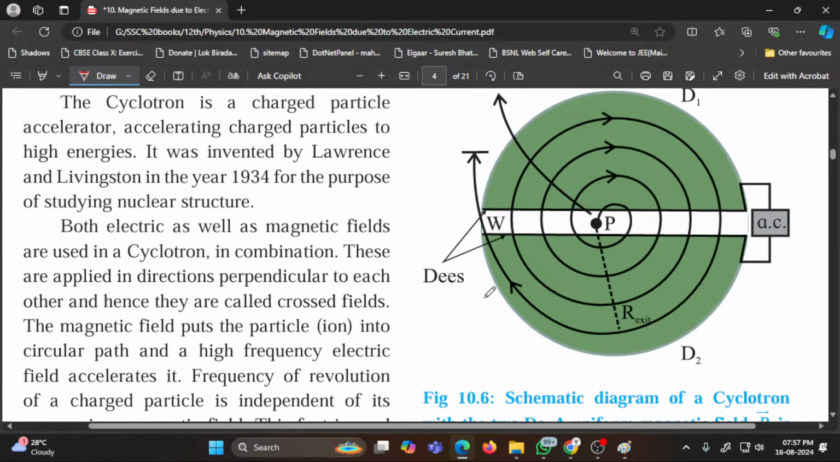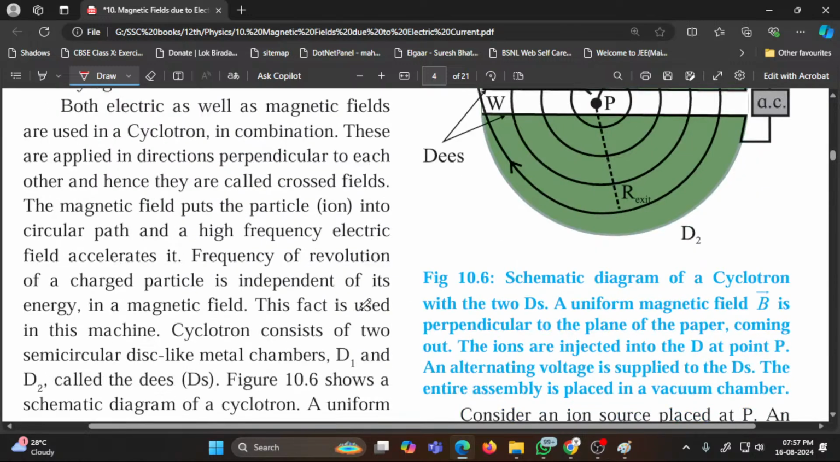Both electric as well as magnetic fields are used in the cyclotron, and they are used in combination. These are applied in directions perpendicular to each other, and hence they are called crossed fields. The magnetic field puts the particle or ion into a circular path, and a high frequency electric field accelerates it. The frequency of revolution of a charged particle in a magnetic field is independent of its energy. This fact is used in this machine.